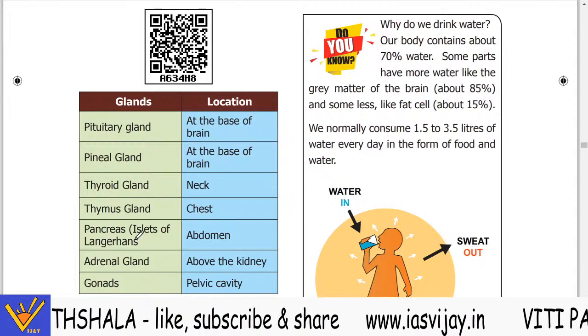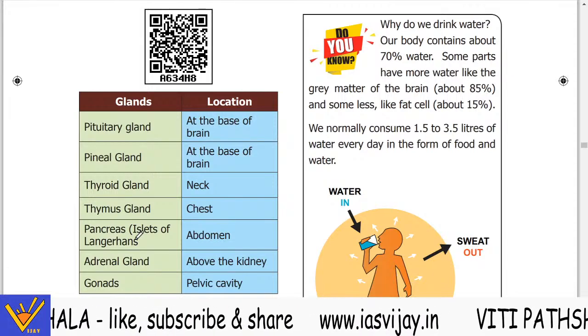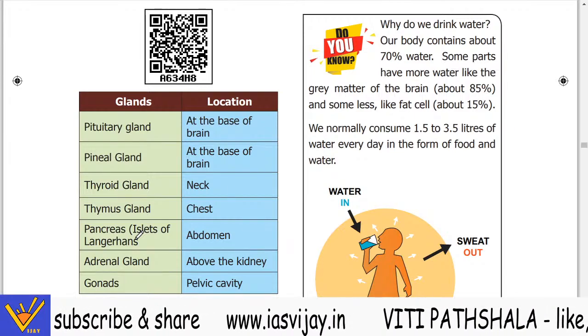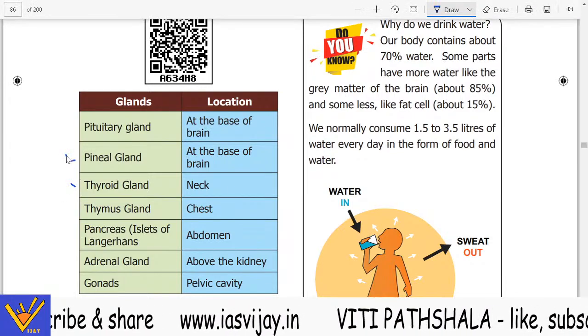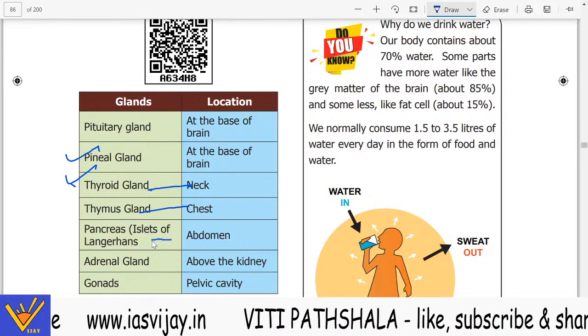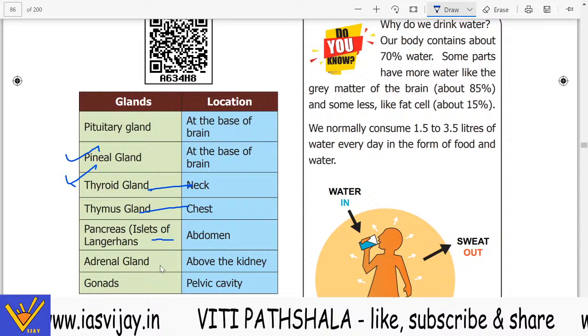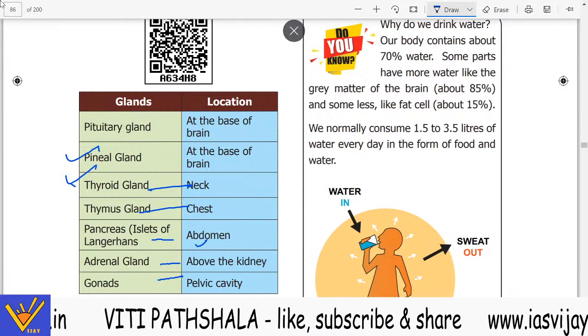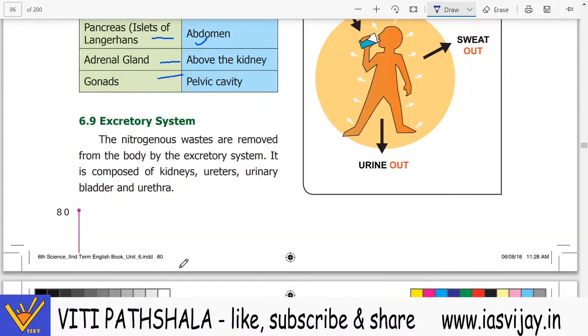So, glands and their location, they have given a beautiful chart for your reference. Pituitary at the base of the brain, pineal gland at the base of the brain, thyroid gland at the neck, and the thymus at the chest, and the pancreas in the abdomen, and the adrenal gland above the kidney, and the gonads at the pelvic cavity you will find there.